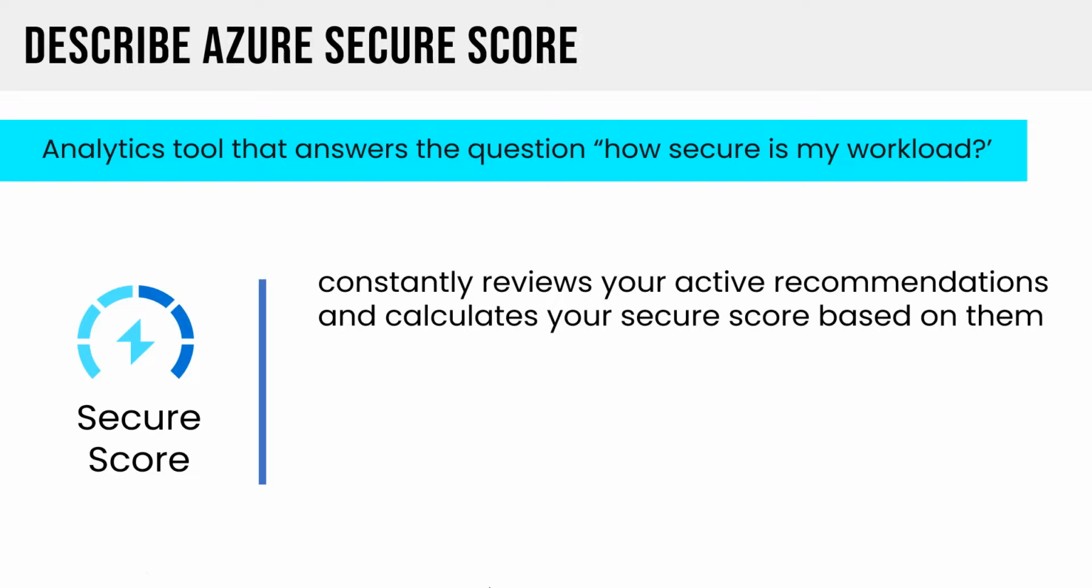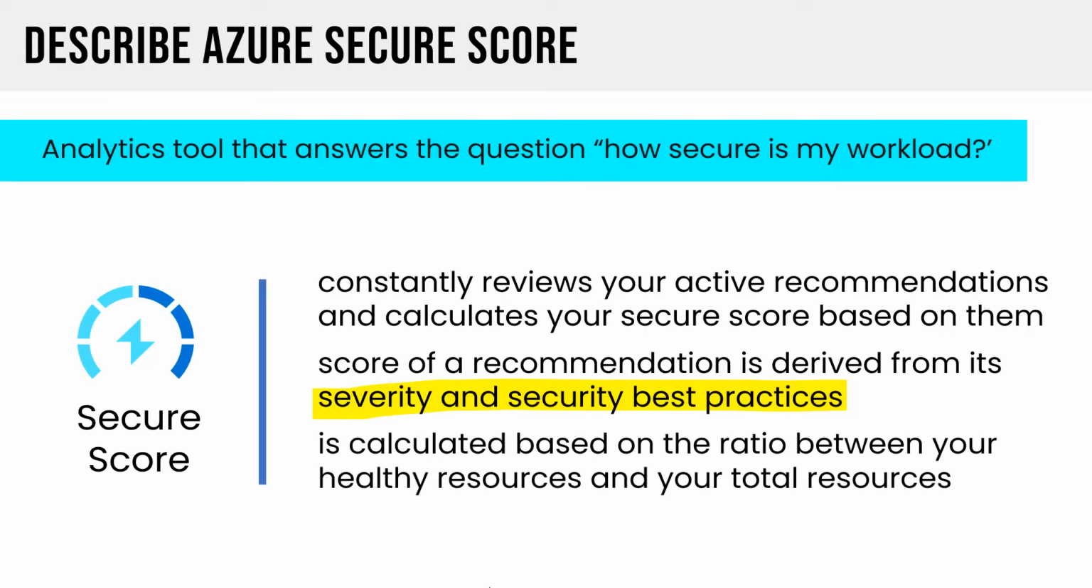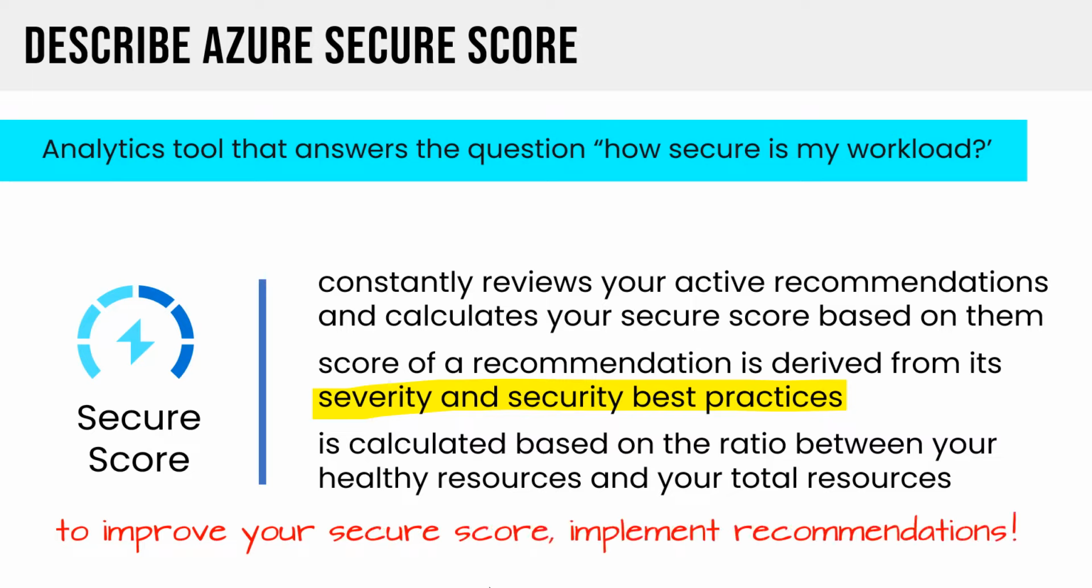Secure Score is going to constantly review active recommendations and calculate your score based on those. The score of a recommendation is derived from its severity and security best practices, and the overall score is calculated based on the ratio between your healthy resources and your total resources. So if you want to improve your score, implement the recommendations. It's as simple as that. We do need to be careful not to implement recommendations that might impact production, but generally speaking, you're going to find a lot of quick wins in those recommendations that will improve your posture with little or no risk.